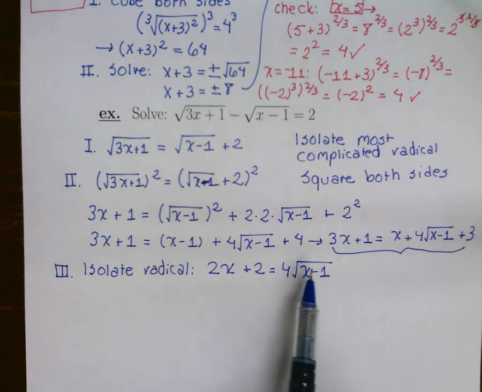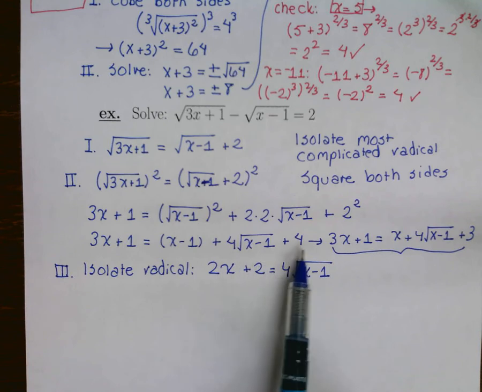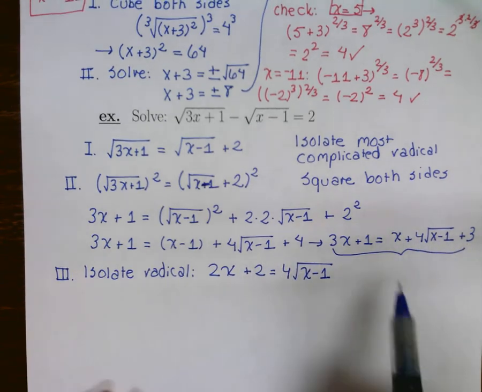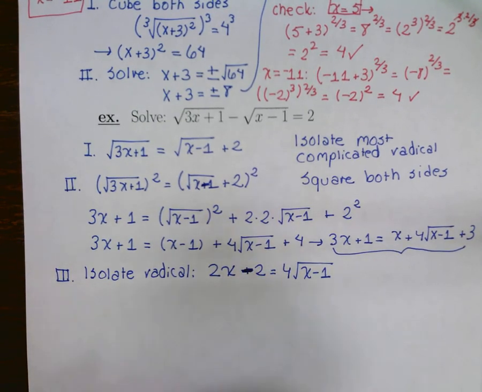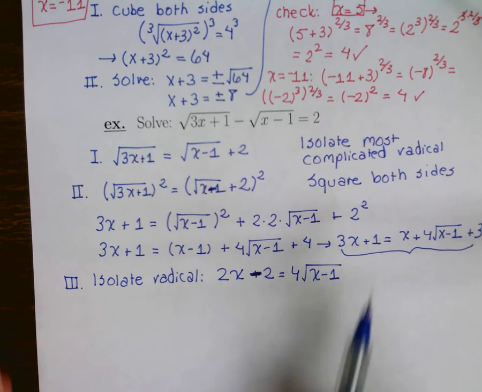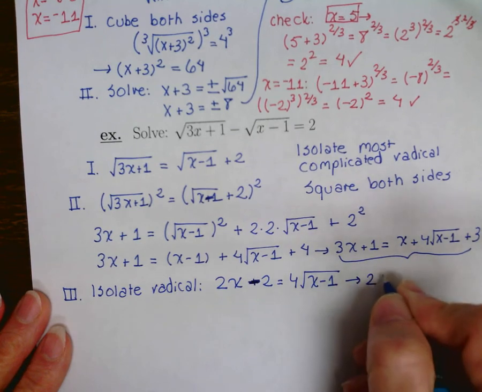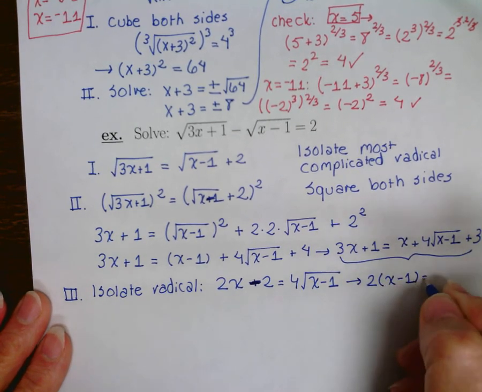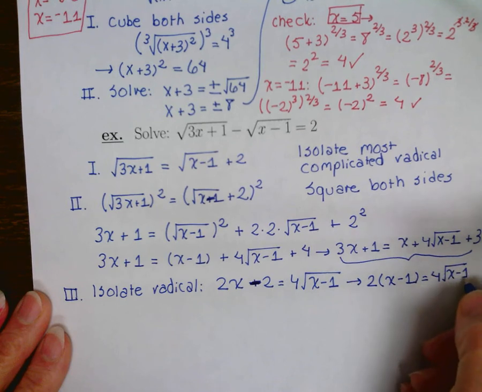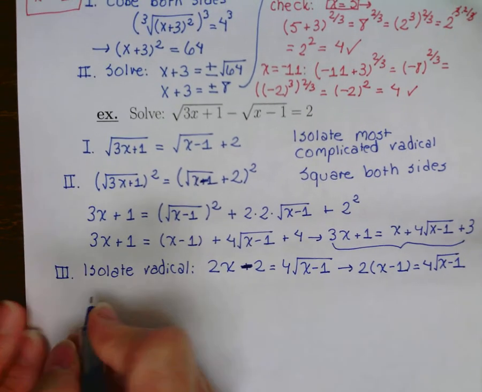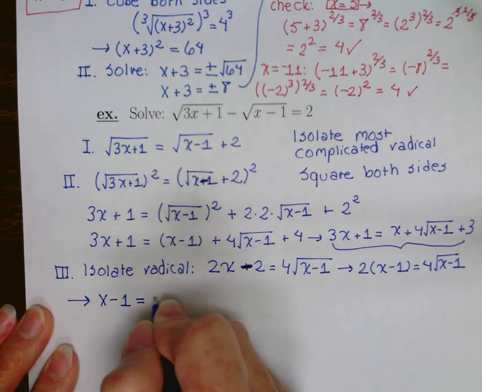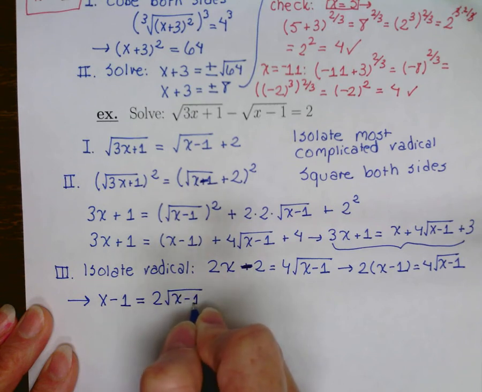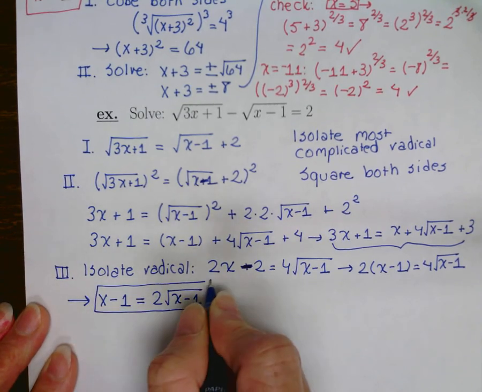Okay, and let's see. I'm sorry, I have a sign problem here, don't I? Because when I bring that plus 3 over, it's minus 2. Sorry, I've been doing a lot of taping at once, so it's easy to make a mistake. But I think I caught it. That should be 2x minus 2. And notice that I can factor, okay, and I can simplify. So x minus 1 equals 2 times the square root of x minus 1.